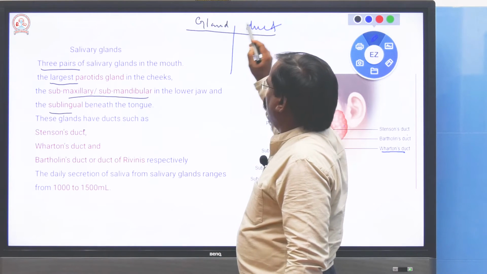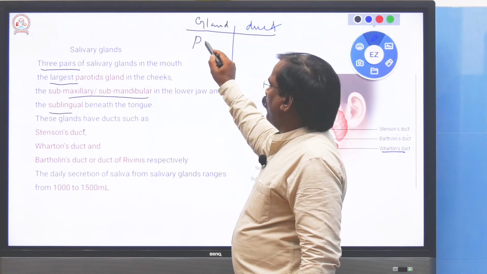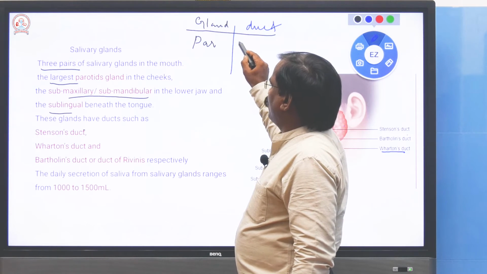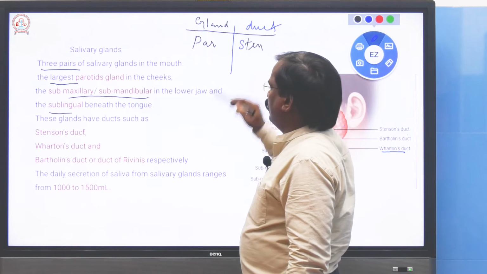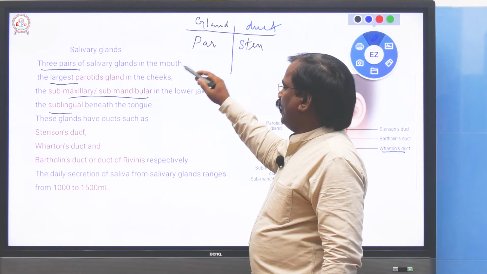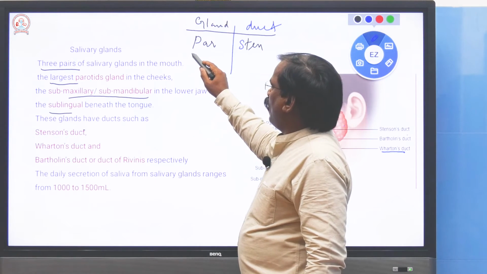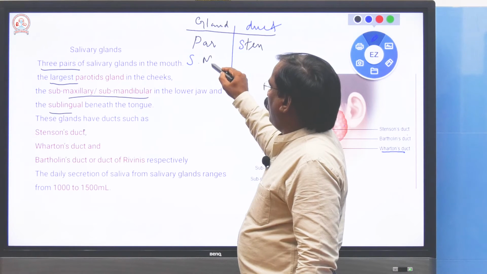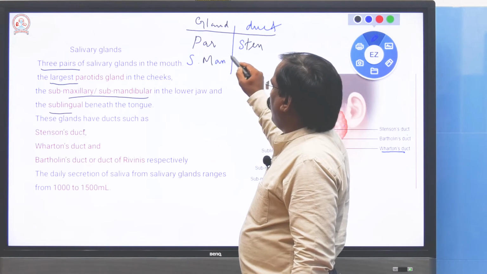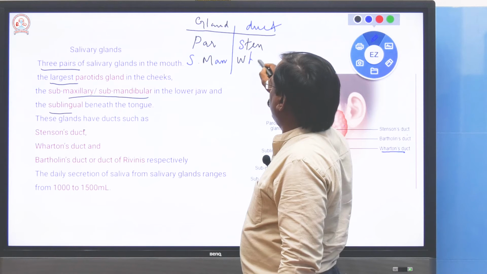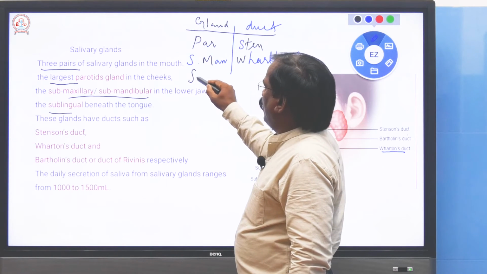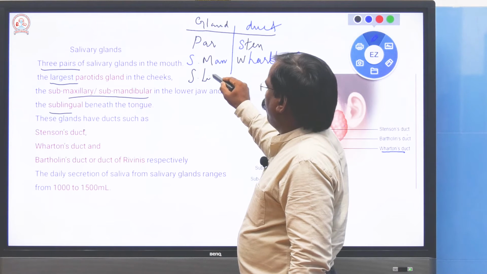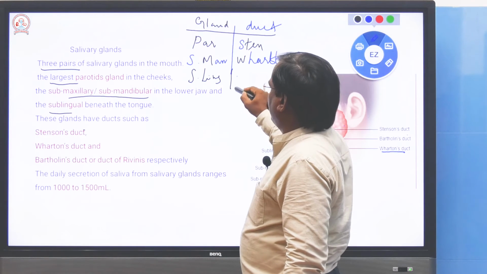So you write the name of the gland and duct. Parotid: Stenson's duct. Submandibular: Wharton's duct. Sublingual: Bartholin's duct.